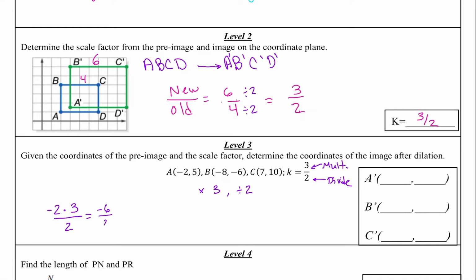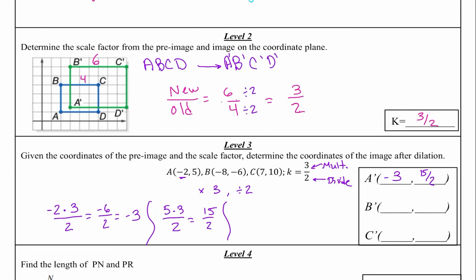-2 times 3 is -6, and -6 divided by 2 is -3. And that's going to represent this number here, -3. The next one, I've got 5 multiplied by 3 divided by 2. That's going to give me 15 divided by 2. And since I can't really divide that by 2, you could give me the decimal. If you want to find the decimal, 7.5, you are welcome to do that. Or you can leave it as 15/2. I think that's a little less work, so let's just do that. We'll leave it as 15 halves.